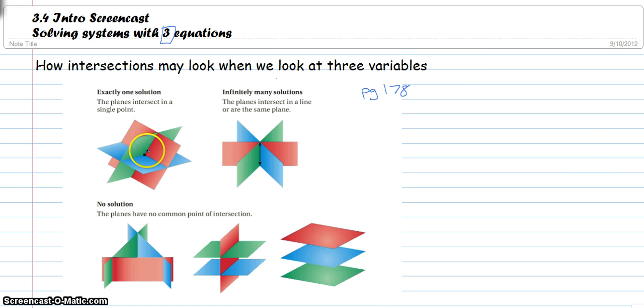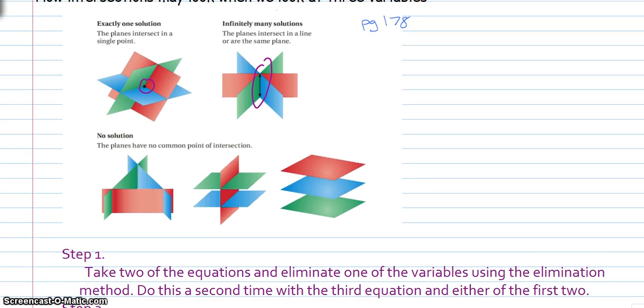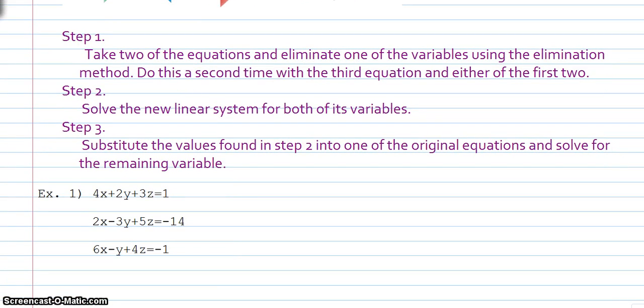So we could intersect in exactly one solution, infinitely many solutions, or no solutions, and so we're pretty much looking at the same types of solutions we saw with lines, except it looks different. It's going to be a point, it's going to be a line, and this diagram is from page 178 in your textbook. So let's take a look at our process and how we do this.